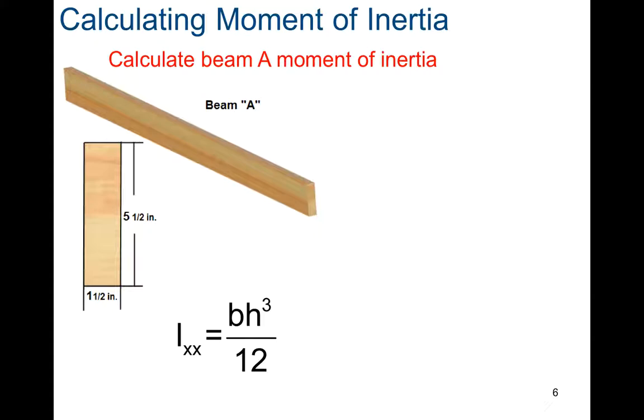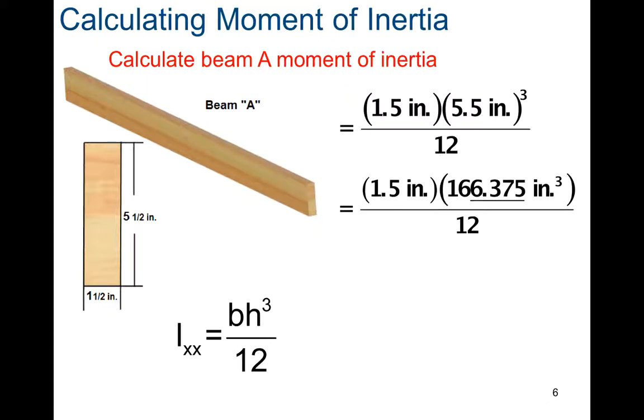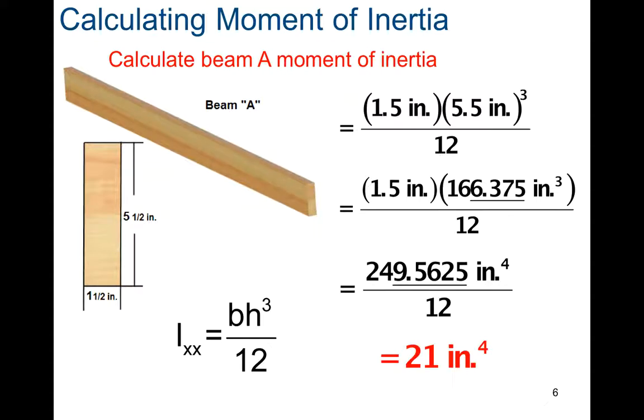Okay, so here's an example. We have a plank that is 5.5 inches by 1.5 inches, which is basically a 2x6 that has been milled down. And so what you're going to do is 1.5 inches times 5.5 inches cubed divided by 12. And that gives us about 21 inches to the fourth power. Because notice you're taking inches times inches cubed, so that gets us inches to the fourth power.